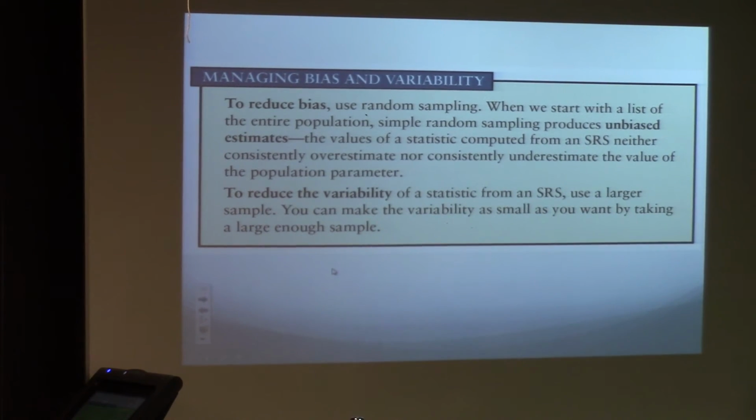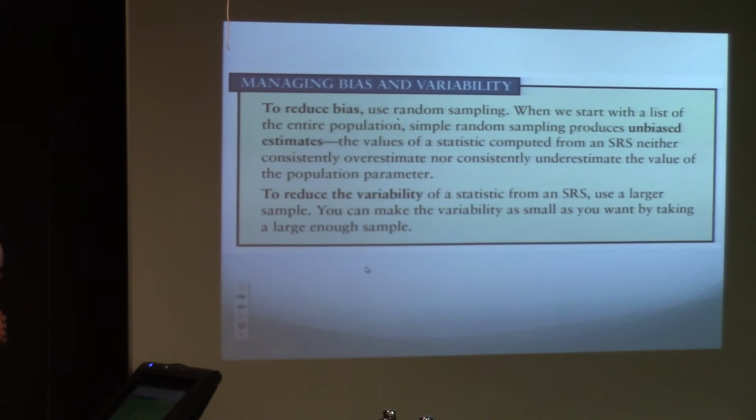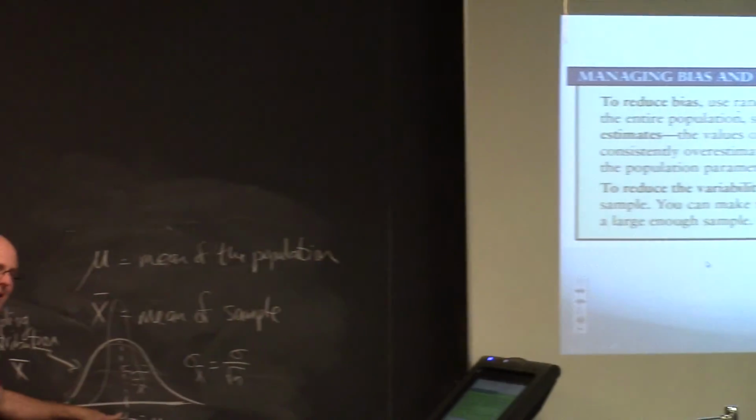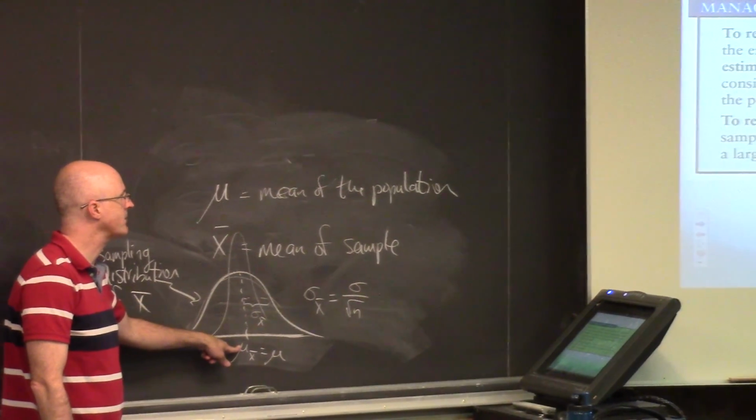To reduce bias, use random sampling. Simple random sampling produces unbiased estimates. This picture that I drew will be true. It will be centered where you want it to be centered when you do the simple random sampling.